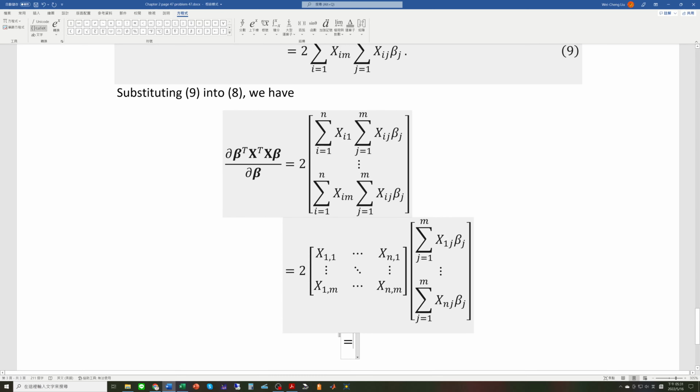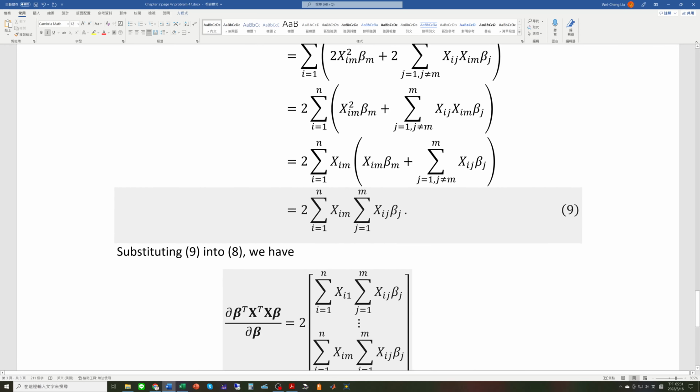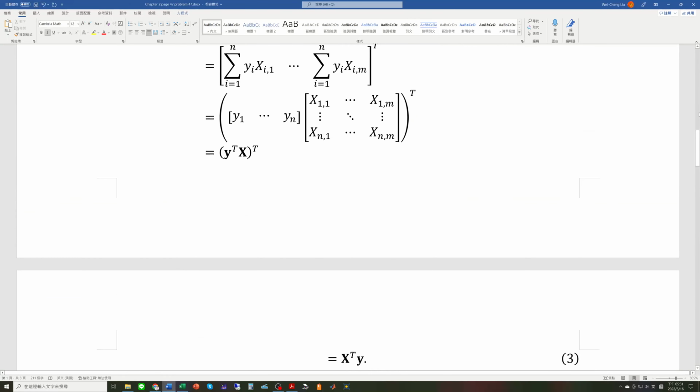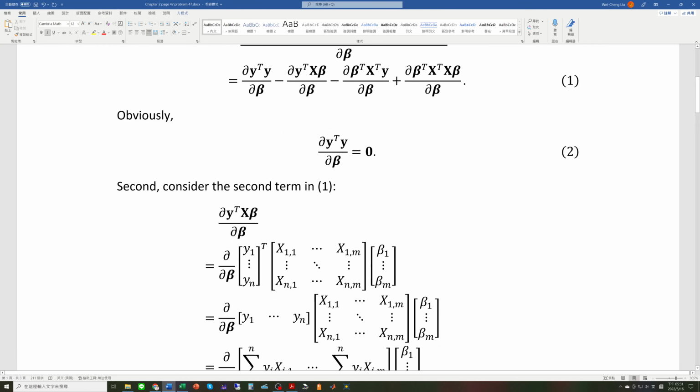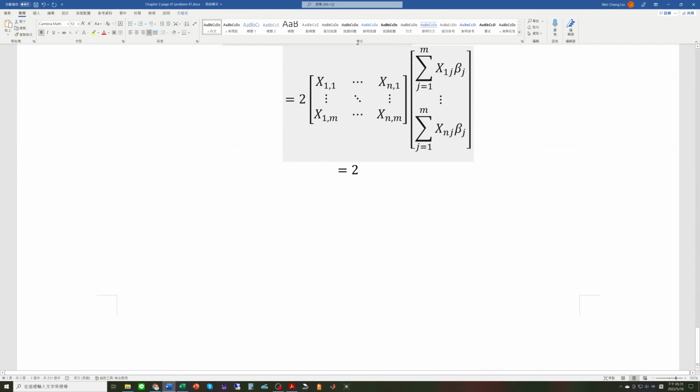Next, 2. And we can see that this matrix, x_11 to x_n1, x_1m to x_nm, is equal to, let me show you, X is equal to x_11 to x_1m and x_n1 to x_nm. So this is equal to X transpose.